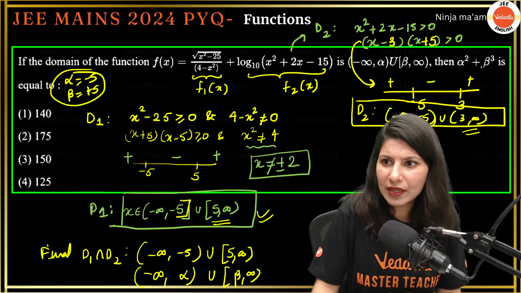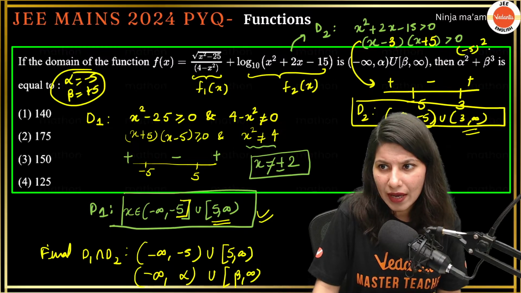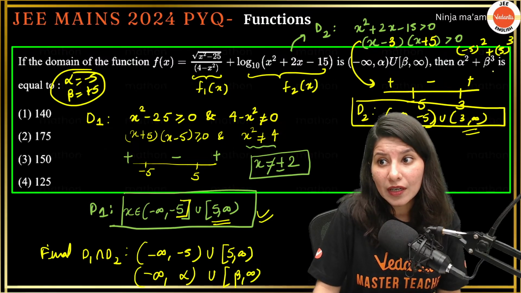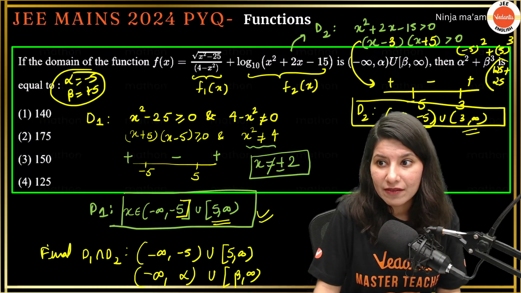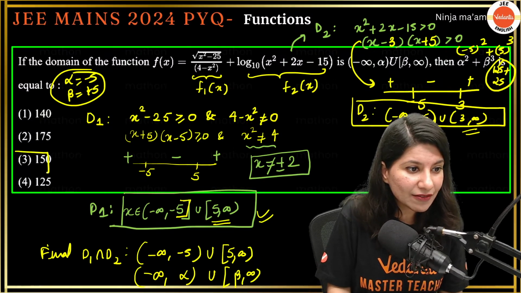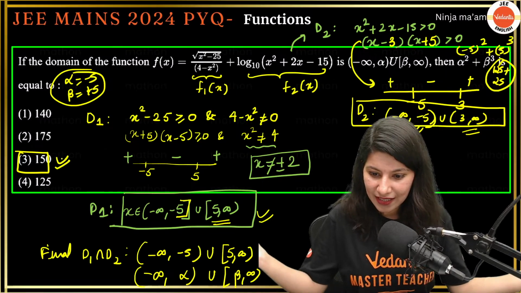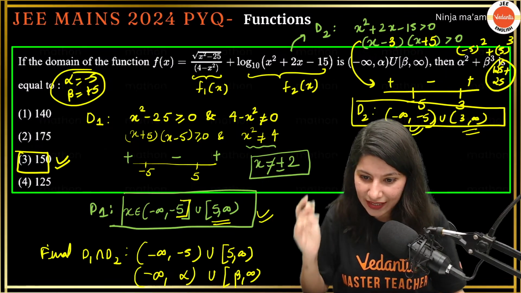Now you just have to plug in. So minus 5 square plus 5 cube. So 125 plus 25 will give you 150 as the final answer. Yes, Sarah, absolutely right. All right.